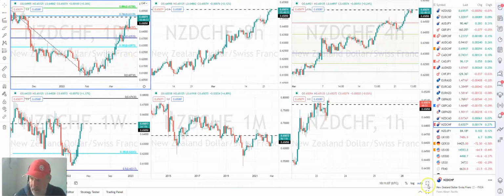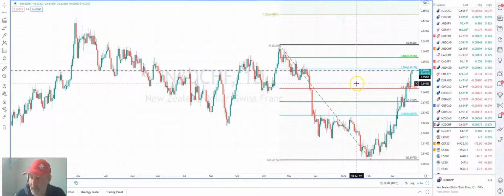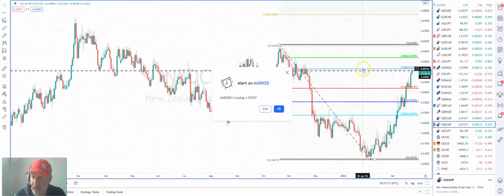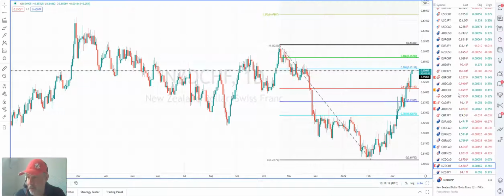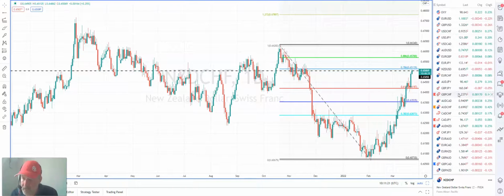This is our bespoke resistance here, which is 65.05, and we've also got a 78.6% pullback level, and there's the alarm just going off for Aussie New Zealand. So not a bad start to the week.